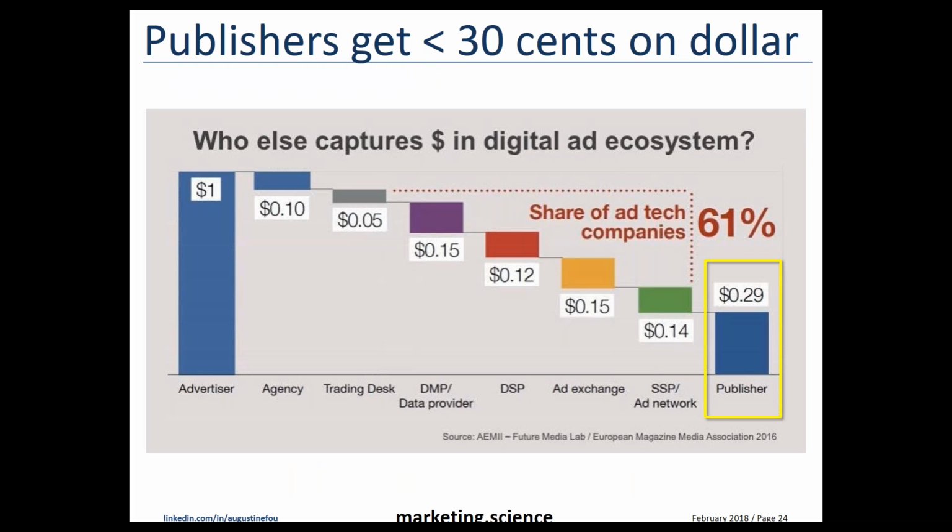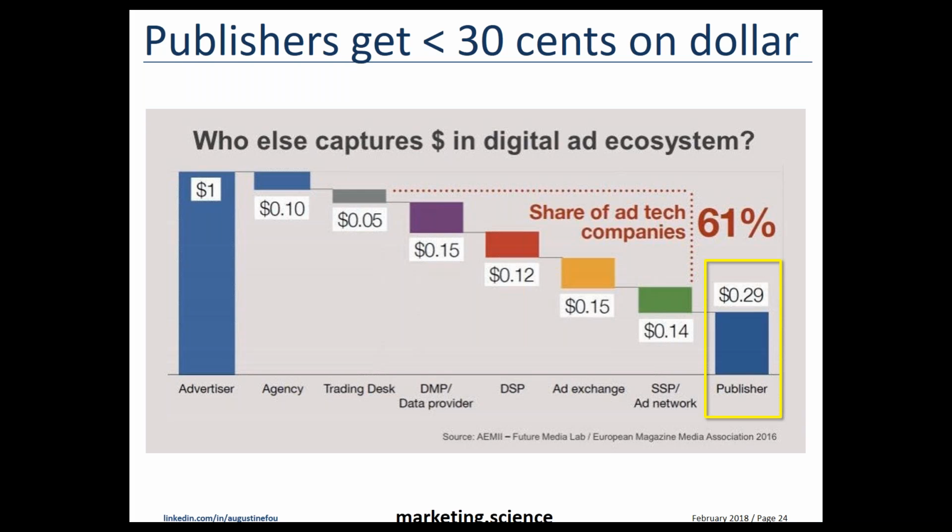And then when publishers are selling on open exchanges, let's take this one example of the data from the AEMI. You can see for every dollar that the advertiser spends, less than 30 cents of it makes it through to the publisher. That's because there are a lot of different players in the middle, in that supply chain, that are taking their own tolls, if you will. They have to maximize their own profit. They have to take a toll. They have to get paid for their services and their technology.